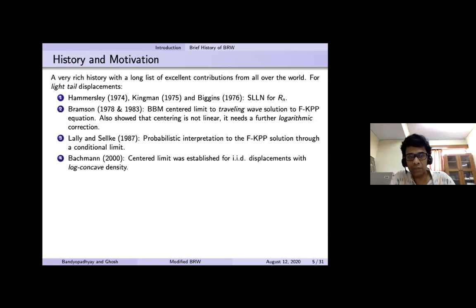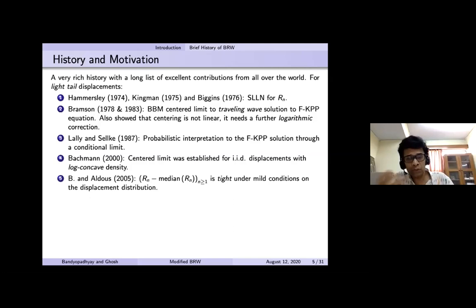Then much later, around 2000, a student, who worked not directly with Bramson but in the same department, proved that for the discrete process, there is a centered limit for i.i.d. displacement with log-concave density. This paper is somewhat obscure, yet it's quite interesting that a lot of results were proved. For example, the classical case with binary branching and standard Gaussian distribution was essentially settled by Bachmann in 2000. This is a part of his PhD thesis.